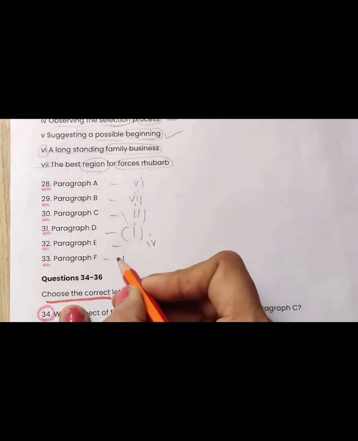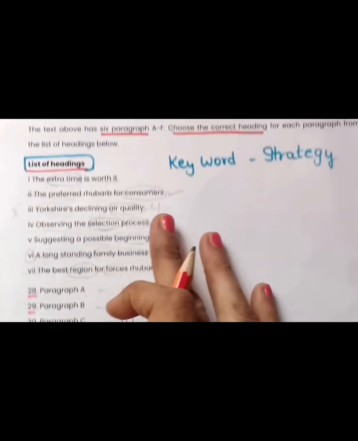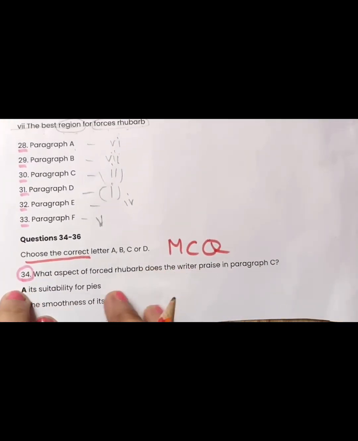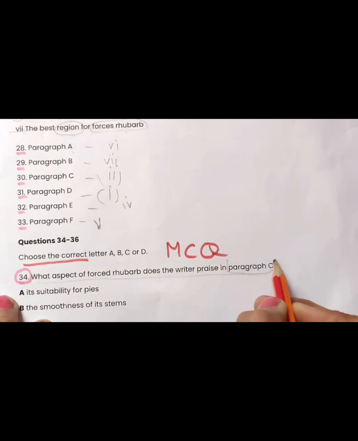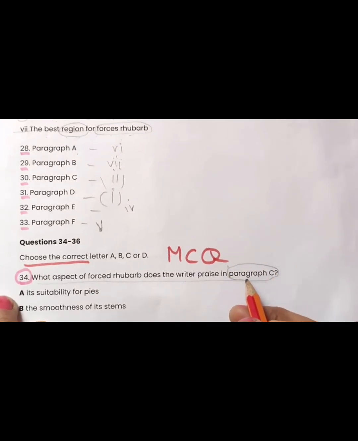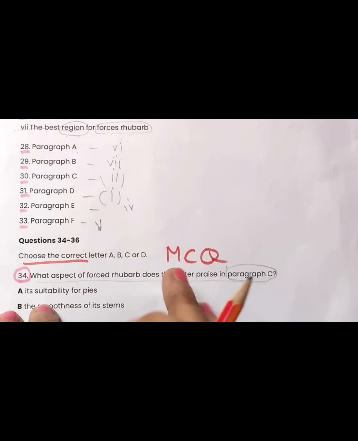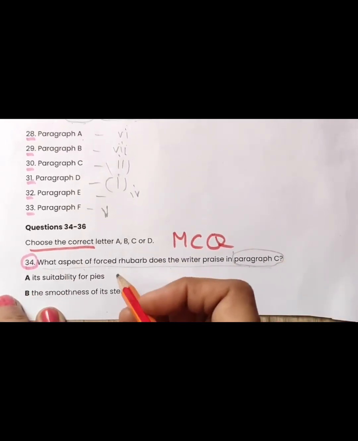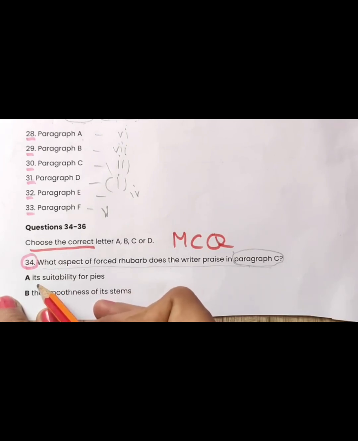So how we have selected all the list of headings with the help of keyword strategy. Okay, now coming to MCQs. See this MCQs, how to do MCQs. So first, definitely we have to understand the statement, what the statement is asking. They have given the location of the question statement, paragraph C. What aspect of forced rhubarb does the writer praise? So we have already read the paragraph, so let's read these options.